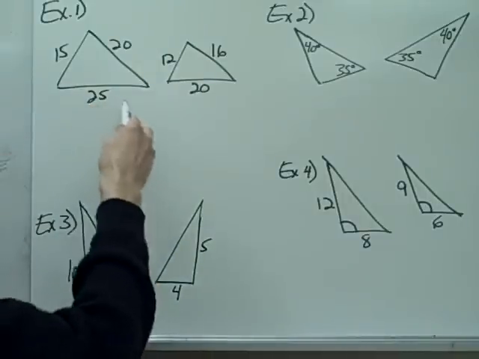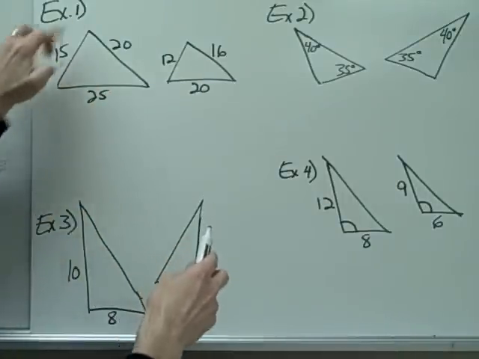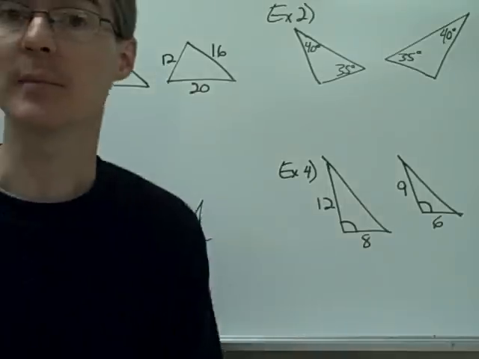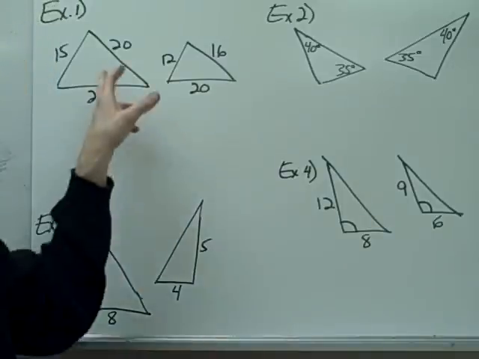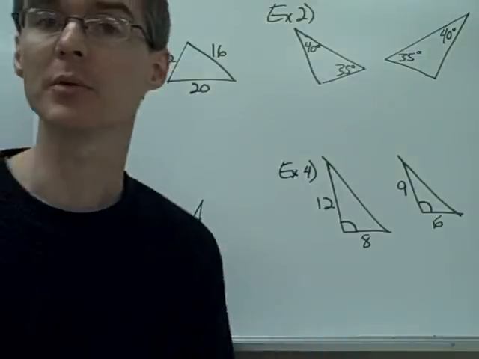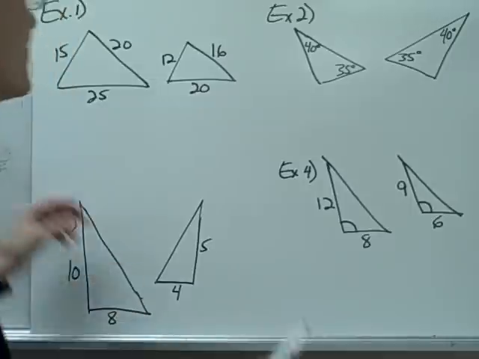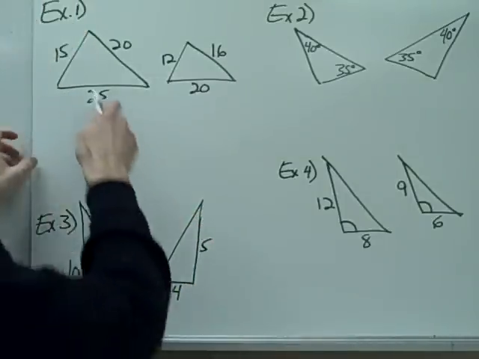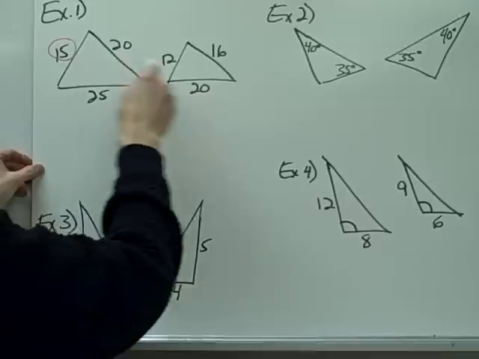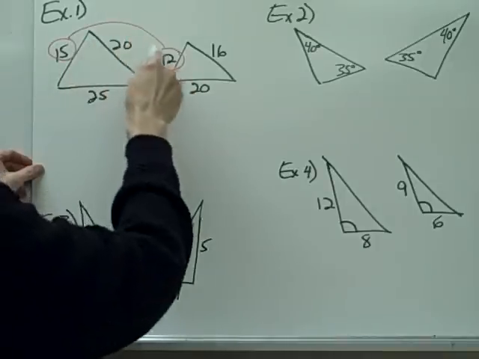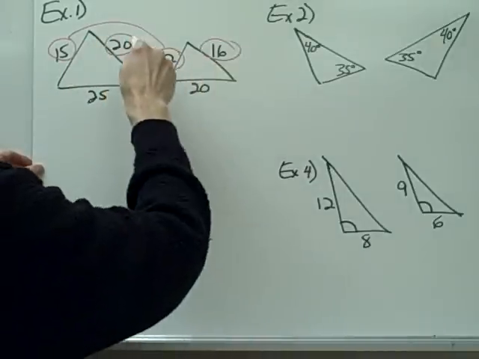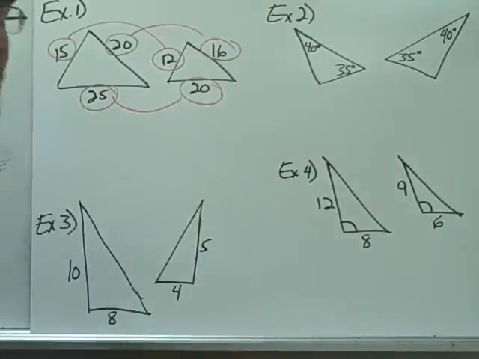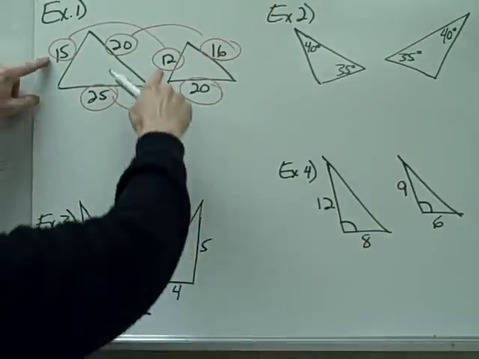I've got two triangles, and I'm given the lengths of the three sides of each of the two triangles, and I don't have any angle information, so the only similarity postulate or theorem I'm going to be able to use here is the side-side-side similarity theorem. So I need to find out if the ratios of all of my pairs of corresponding sides are going to be the same. In other words, are all of my corresponding sides proportional? Well, let's try it and see.